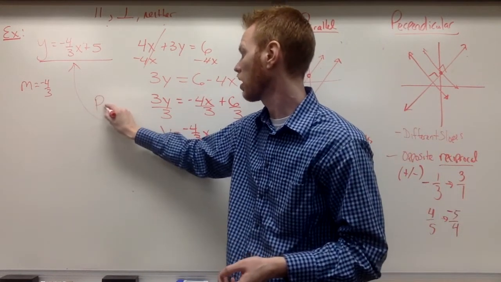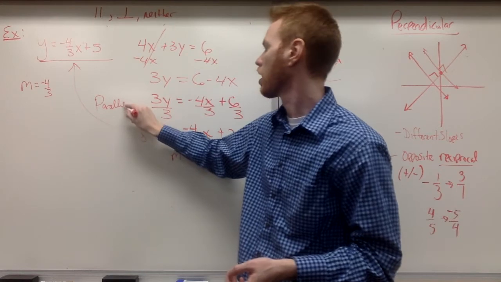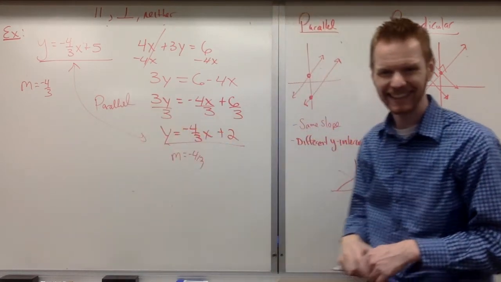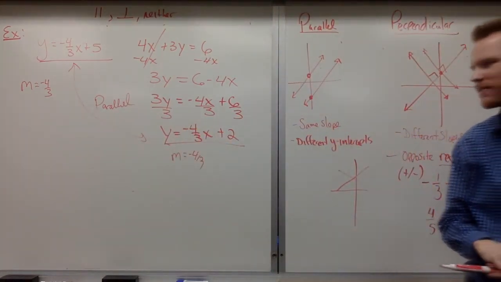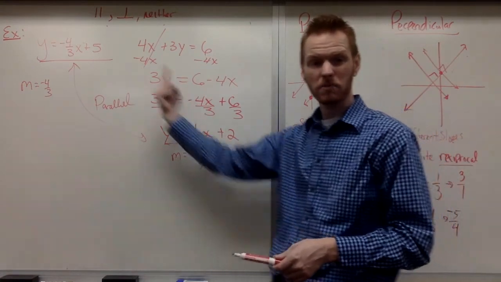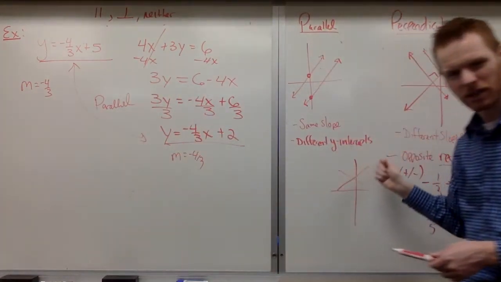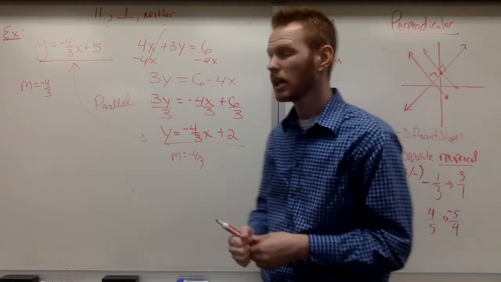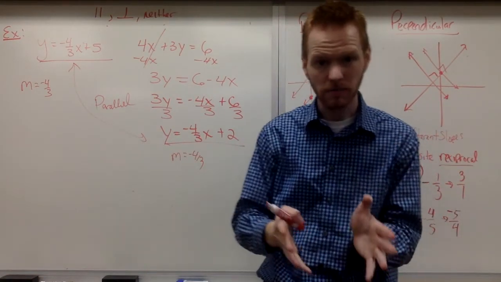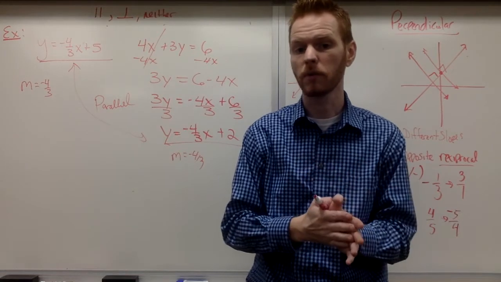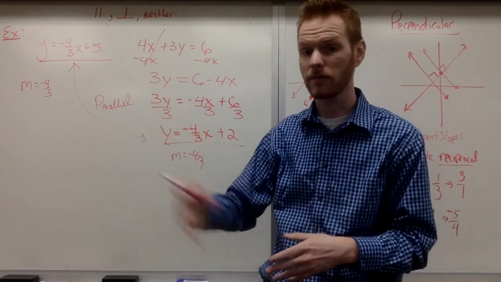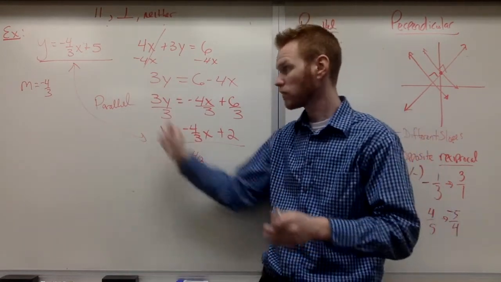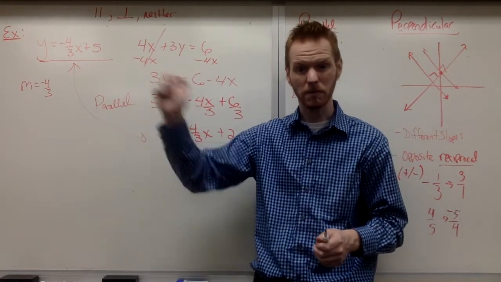Therefore, these lines are parallel. They have the same slope. Look, the y-intercepts are different though, right? Isn't that what we talked about over here? Different y-intercepts. So if you have an equation, make sure it's in slope-intercept form, then compare them and see if they are parallel. And here's the cool part. You can graph them, and they should be parallel.